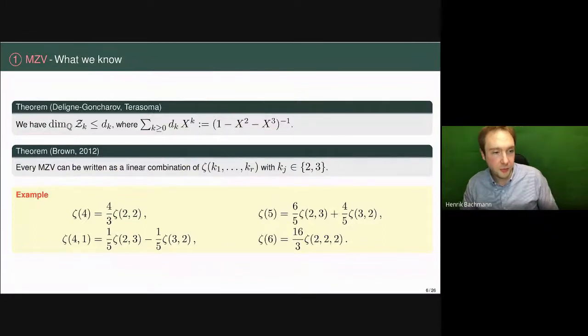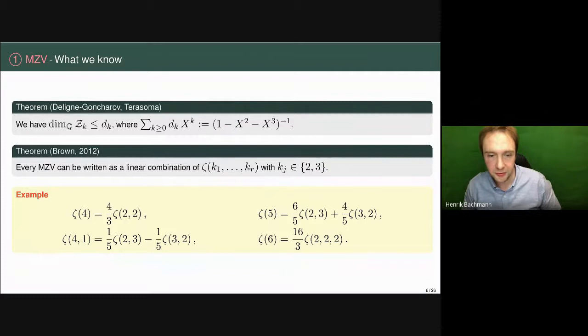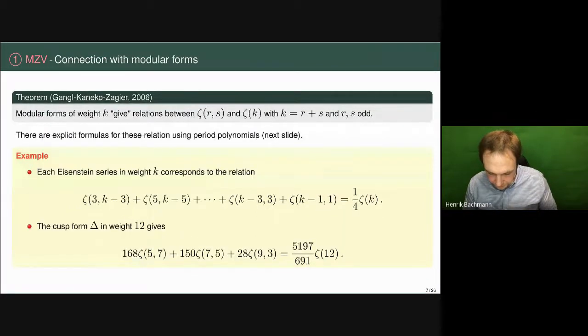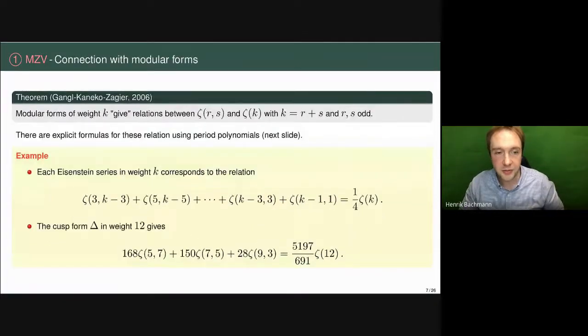Okay, so we can write every multiple zeta value in terms of 2s and 3s. This is somehow the classical crash course on multiple zeta values, and now the connection to modular forms. This was done by Gangl, Kaneko and Zagier, or it's also hidden in the Broadhurst-Kreimer conjecture I mentioned. And the rough version of the theorem I want to present is the following.